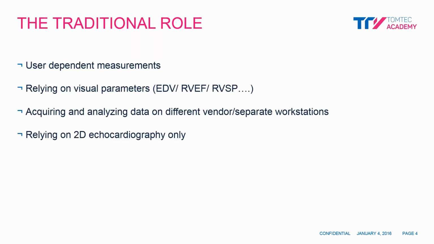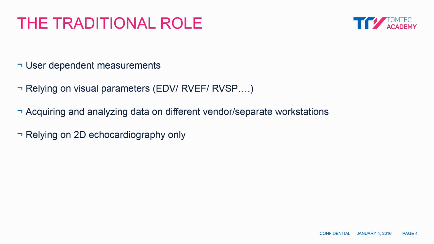Looking at the traditional role that echocardiography has played in the past in regards to patients suffering from pulmonary hypertension, it has included user-dependent measurements. Even simple measurements such as an internal diastolic dimension, for example, can often yield several different values when several different users are performing these measurements. It has also relied on visual parameters alone, such as the end diastolic volume, right ventricular ejection fraction, or even the pulmonary artery pressure.